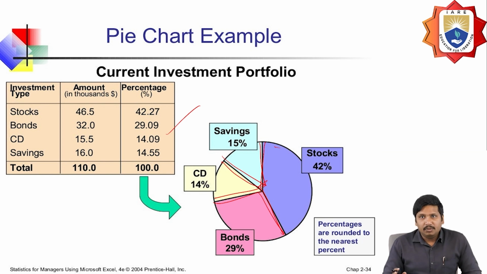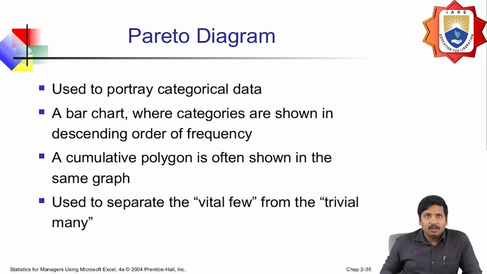That is a pie chart example. Based on the application, you have to identify what the better visualization should be, whether it should be a bar diagram or a pie diagram. Suppose I want to represent the data in the form of percentages, then I have to go for the pie chart. And the next one is the Pareto diagram.